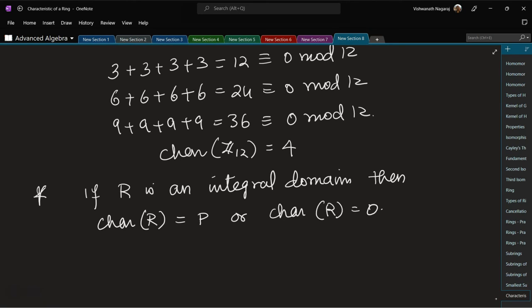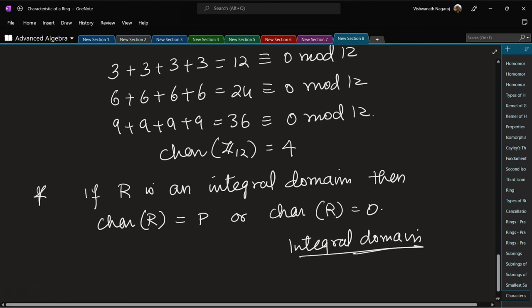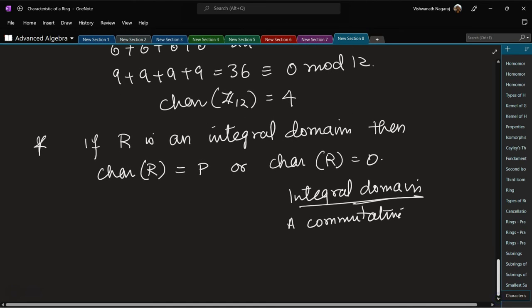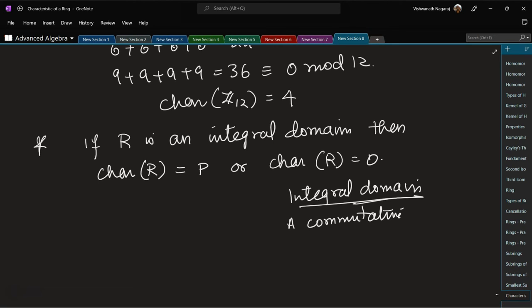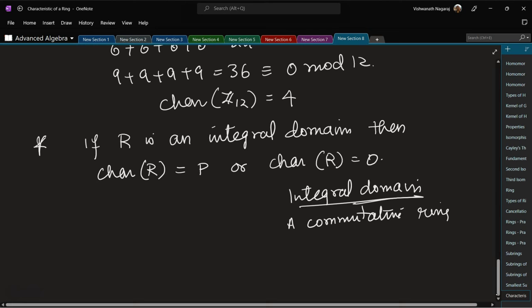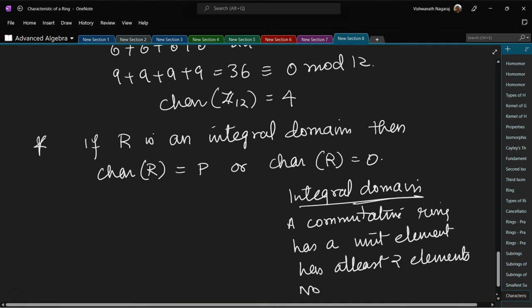So here, let's very briefly look at what is an integral domain. An integral domain is a commutative ring. That means, when we say commutative ring, we are talking about commutativity with respect to multiplication, because commutative addition is automatically a part of the ring definition. So it is a commutative ring. Second thing is it has a unit element, has at least two elements, and no zero divisors.